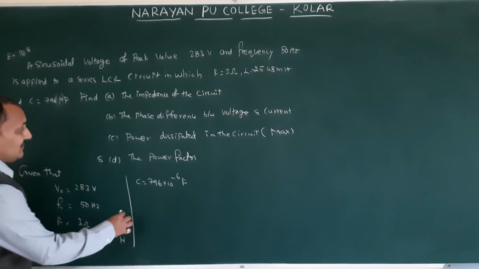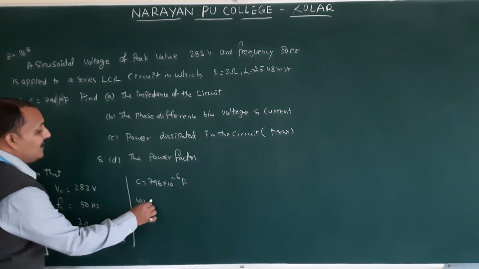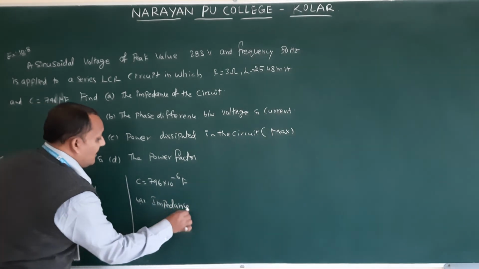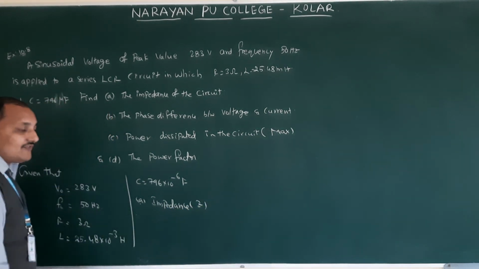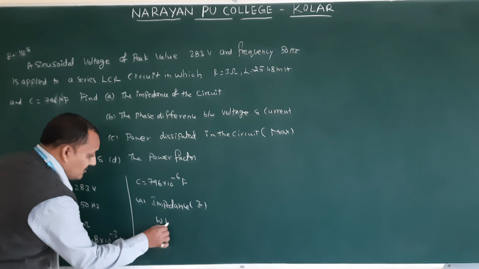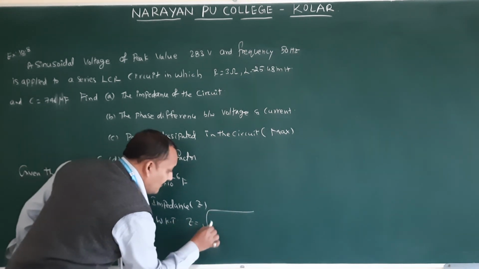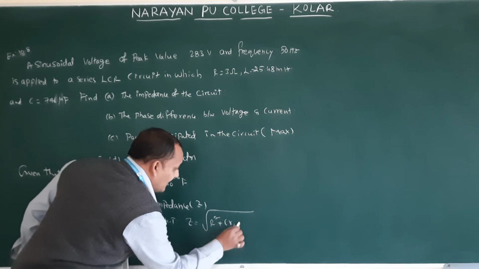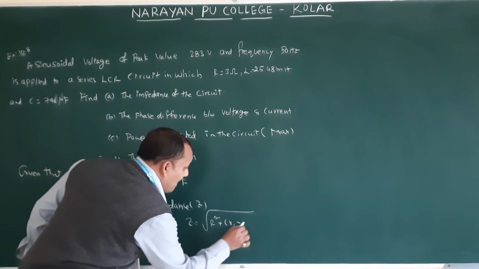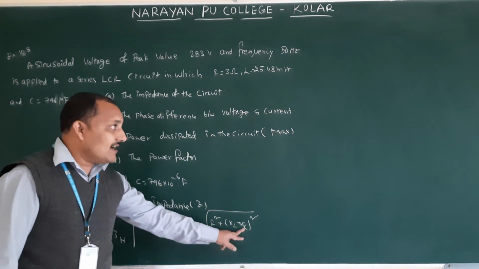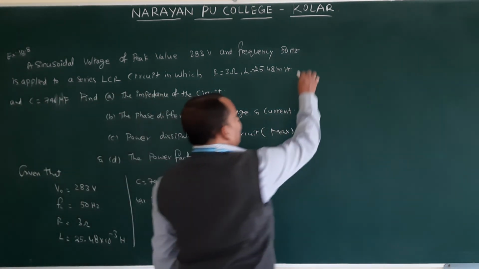First, what are they asking to find? A, impedance. Impedance symbol is Z. What is the formula for impedance? So we know that Z is equal to root of R square plus XL minus XC whole square. First we have to calculate XL, next we have to calculate XC. What is XL?